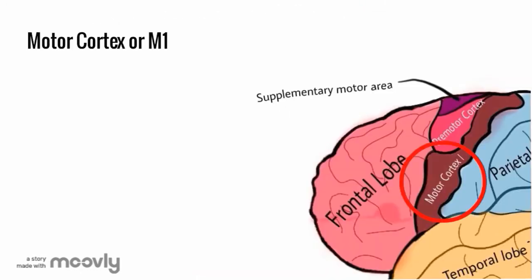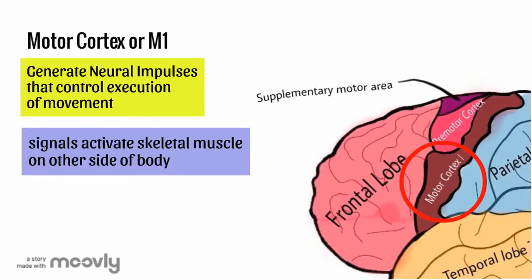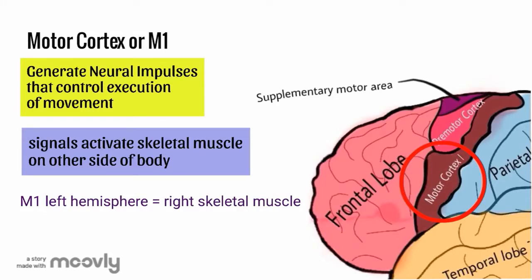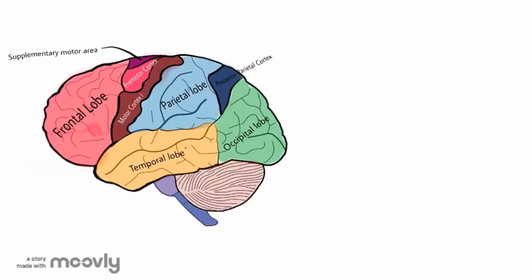The primary motor cortex, or the M1, is one of the principal brain areas involved in motor function. The role of primary motor cortex is to generate neural impulses that control execution of movement. The signals from M1 activate the skeletal muscle on the other side of the body, meaning that M1 in the left hemisphere controls the right side of the body and M1 in the right hemisphere controls the left side of the body. The other regions of cortex involved in motor functions are called secondary motor cortices.